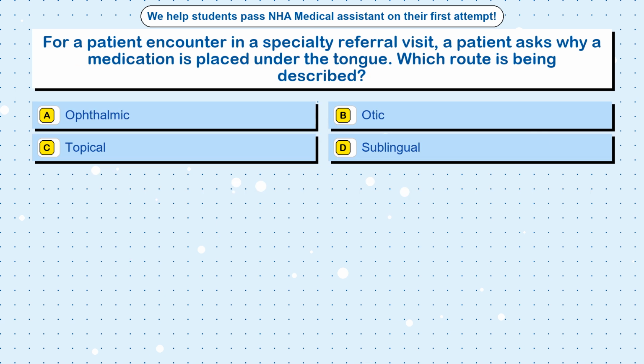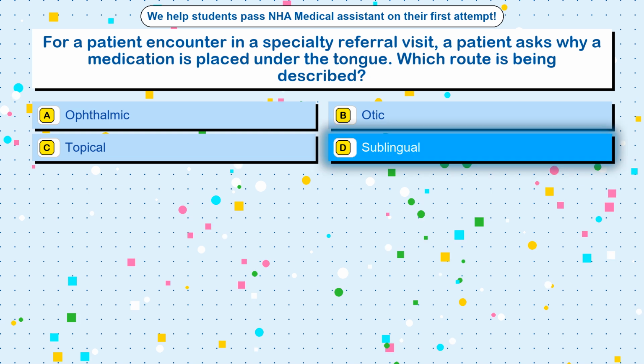Question 61. For a patient encounter in a specialty referral visit, a patient asks why a medication is placed under the tongue. Which route is being described? Option A, ophthalmic. Option B, otic. Option C, topical. Option D, sublingual. The correct answer is option D, sublingual.